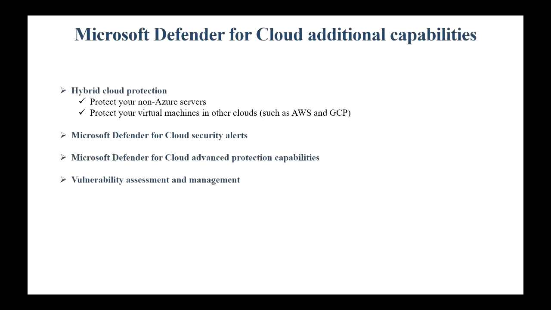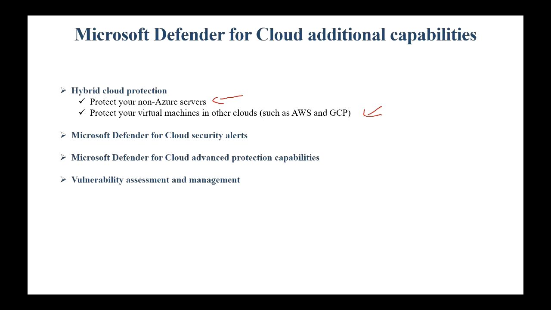Now, going forward, let's talk about the Defender for Cloud additional capabilities, right? So in addition to defending your Azure environment, you can add Defender for Cloud capabilities to your hybrid cloud environment. You can protect non-Azure servers from your on-premises data centers, for example, and you can also protect your virtual machines in other clouds, like, as I've mentioned here, AWS or GCP. You'll get customized threat intelligence and prioritize the alerts according to your specific environment so that you can focus on what matters most.